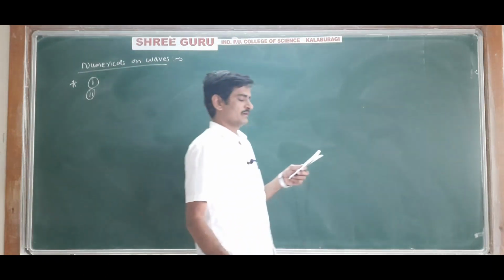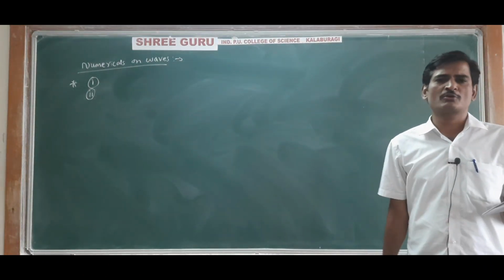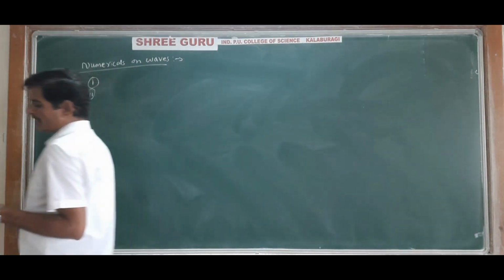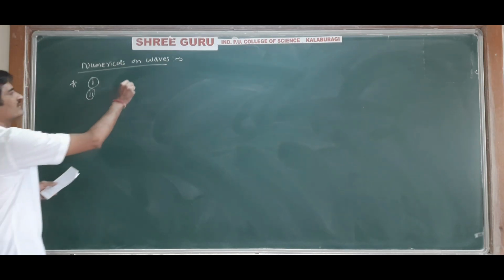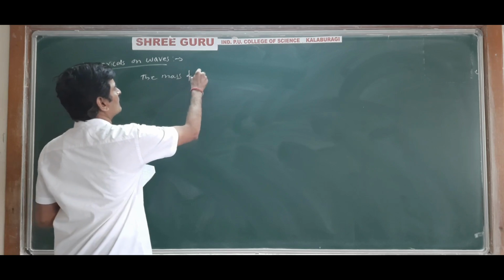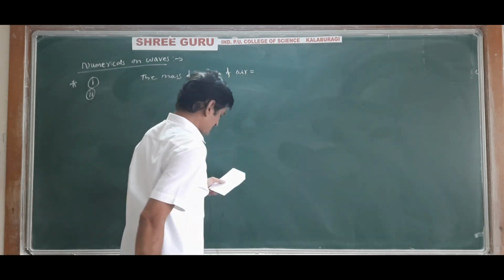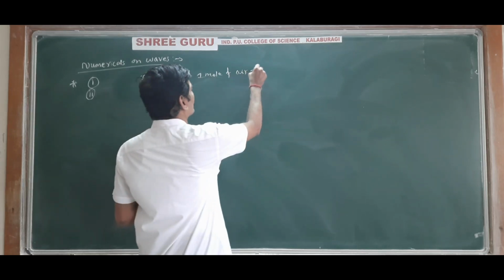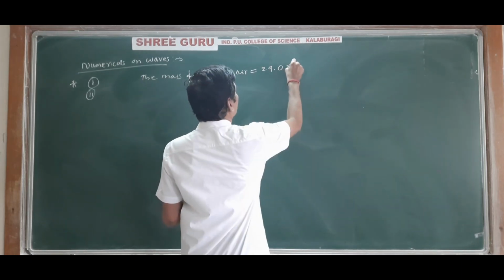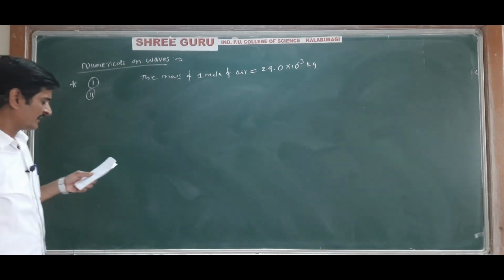Give list of data. The mass of 1 mole of air is equal to, given in the question only, 29.0 into 10 to the power minus 3 kg.